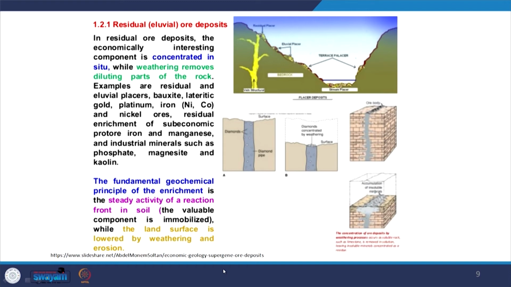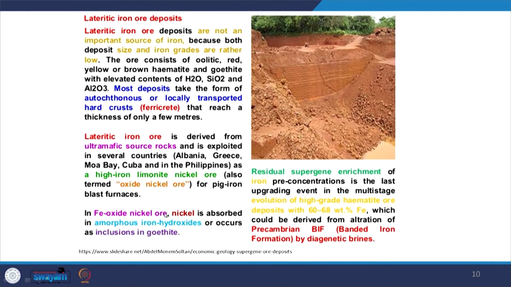The fundamental geochemical principle of enrichment is the steady activity of a reaction front in the soil. So, that is another type of weathering which is mostly responsible for residual concentration. Here, lateritic iron ore deposit, bauxite deposit in the Eastern Ghats, and bauxite deposit in the Deccan basalt are both examples of this residual weathering, where the least resistant minerals are removed and the most resistant minerals remain there in situ.